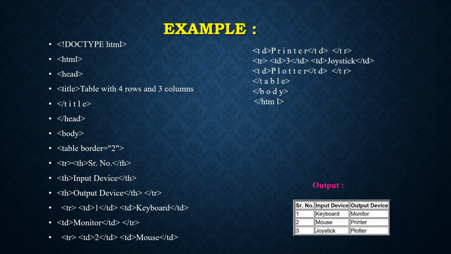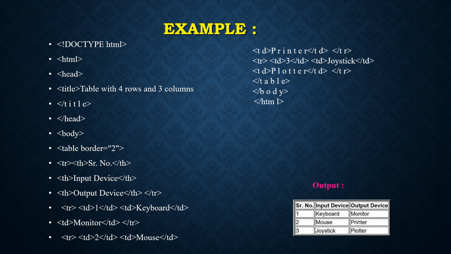For example, now let's have an example based on the table. So the program always starts with the doctype, html, head, title, slash head, body. Table border is equal to 2. Now as per the output, it is divided into 3 columns and 4 rows. So first is the heading, that is serial number, input device and output device. So as in the table we have to go row wise, so we are going to start with the tr, th. Th and slash th is used to write the contents of the table.